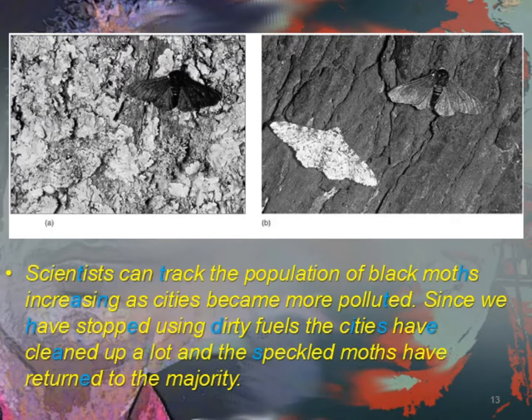So here you can see the effect of those speckled moths on the lichen covered trees and the non-covered trees. And scientists have followed the population of these black moths and saw them increasing as cities became more polluted. But now, as we have stopped using a lot of dirty fuels and the cities have cleaned up, the lichen has returned to the trees, and the light moths, which you can hardly see in the left-hand picture, have returned to become the majority in many places.